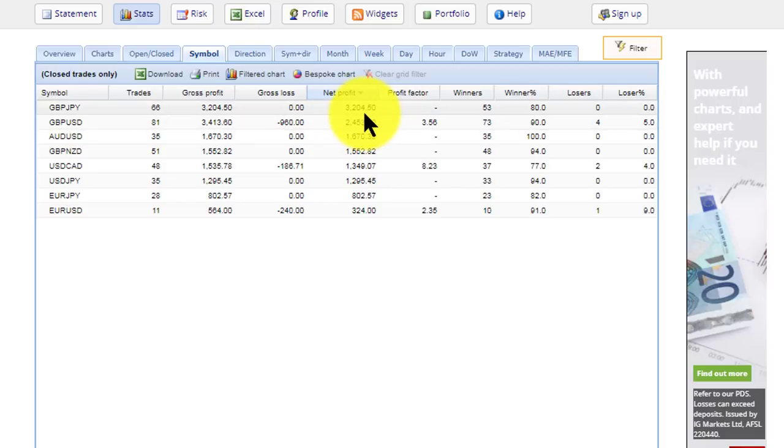So this is a way of saying, okay, if I go to the website, I can get the settings that are being used on this particular account, and I can also see that the pound yen was by far the most profitable currency. So now you've established the settings that were used and the currency that was used. But you can see the pound's also done well, the Aussie's done well, and the pound New Zealand's done well. So there's a lot of good results coming out of this particular account.